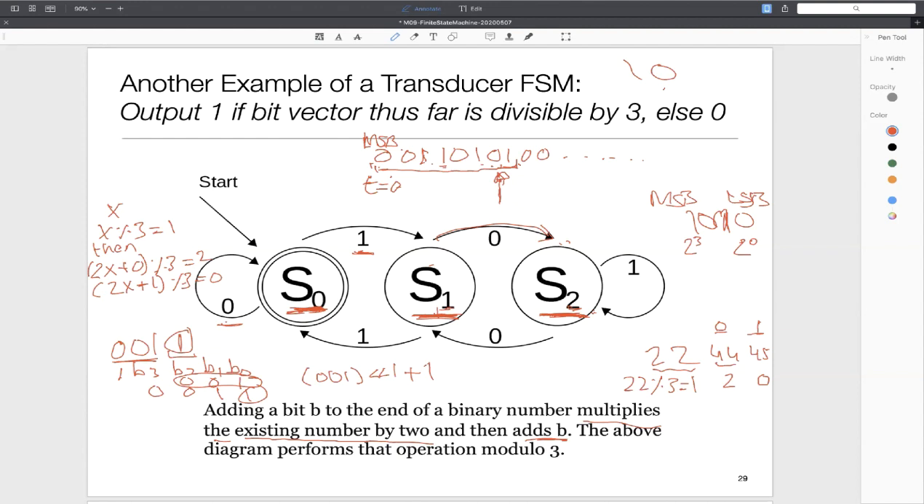Let's say after that I were to receive 1. So 101 is 5, and 5 modulo 3 is 2, and that's the behavior we want. Again, if it is 1, I stay put out here. Let's say after that I got a 0. Now the new number I have is 8 plus 2, 10. 10 modulo 3 is 1. And indeed, with 0, I move to state S1. Let's say I get another bit, which is 1. Then the new number is 16 plus 4, 20 plus 1, 21. And it would indeed move to S0, indicating that modulo 3 is 0.